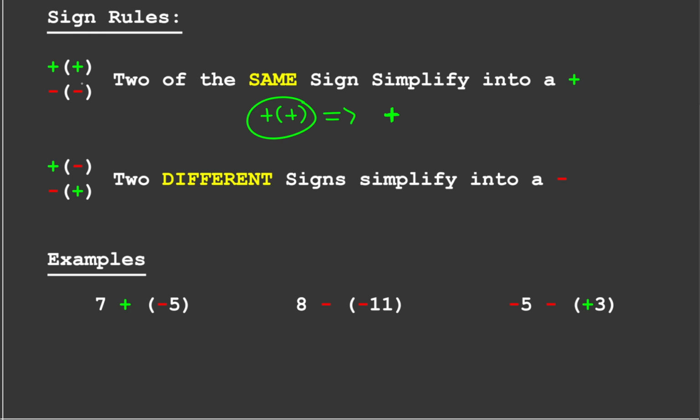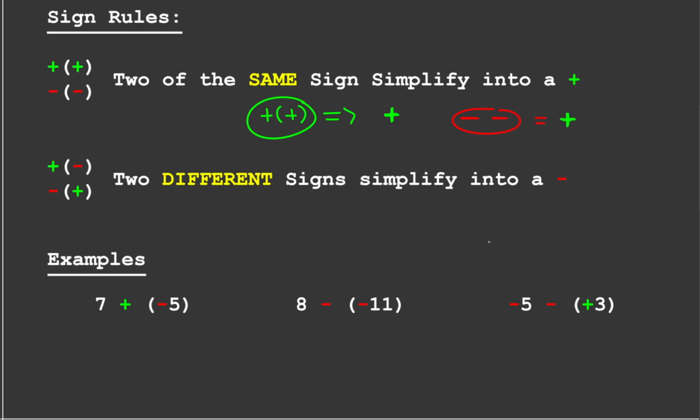The same thing happens with two negative signs. I can take two negative signs, and if they're right next to each other, meaning there's no numbers in between them, I can just combine the two of them and turn them into a positive sign. You'll see what it looks like down below in the examples, but really it's just a way to simplify a problem. Not to solve it, but to simplify it.